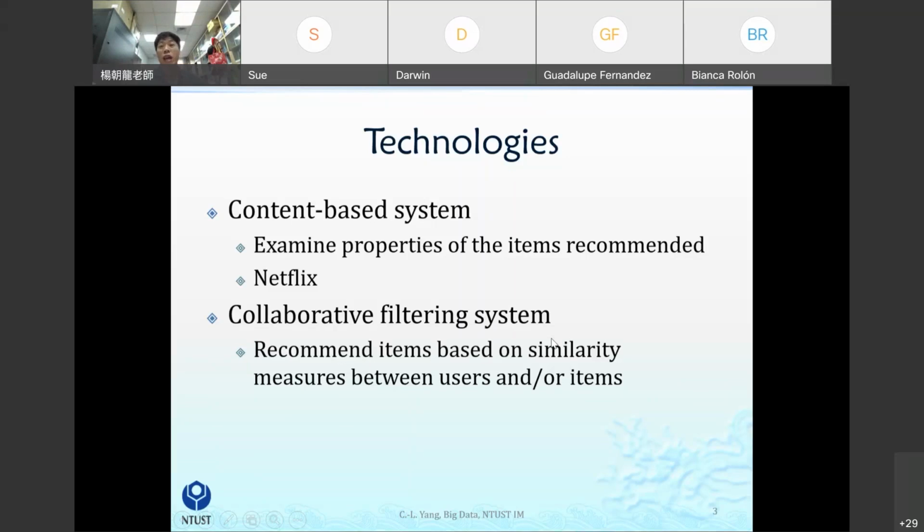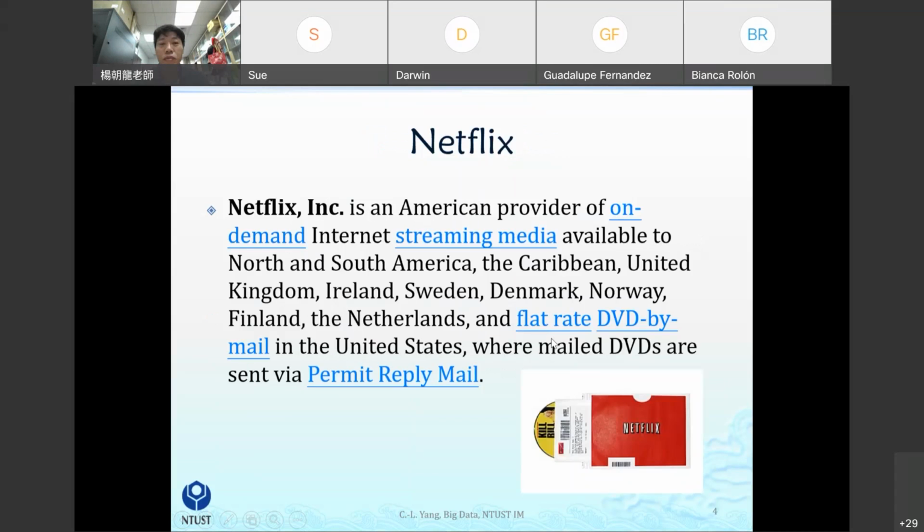So today I will talk about this technology first and give you some idea. Just like I said about Netflix, we already talked about it several times, so I don't want to repeat it. The original came with a mailing system, but right now it's all on-demand online, so it changes the business model.